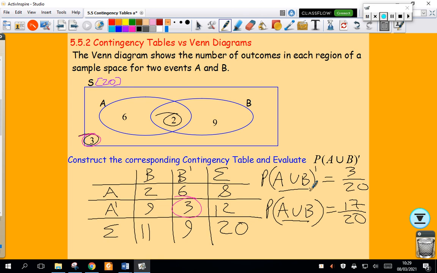Okay. The other way, of course, is to use the addition rule, which says add up all the ways you can get A, add up all the ways you can get B, and then subtract the double count. So 11 plus 8, subtract 2, giving me 17, divided by a total of 20.